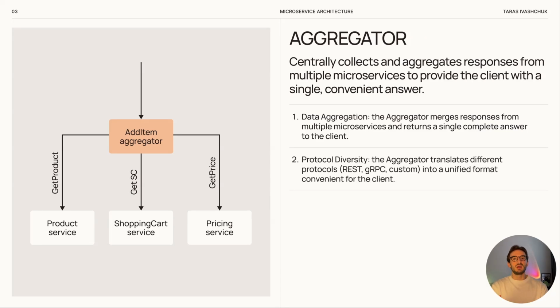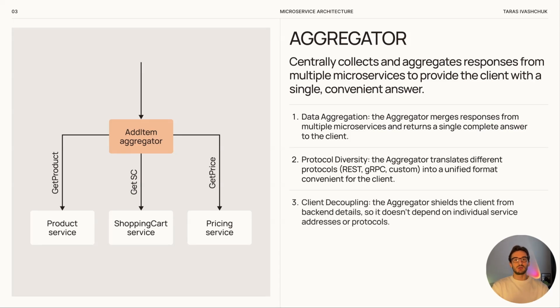Protocol diversity. Different microservices may use different protocols like REST or gRPC. The aggregator can translate them into a single protocol convenient for the client, like for example REST. Tight client coupling. Without an aggregator, the client must know each microservice's address and protocol, making client code complex and sensitive to backend changes.